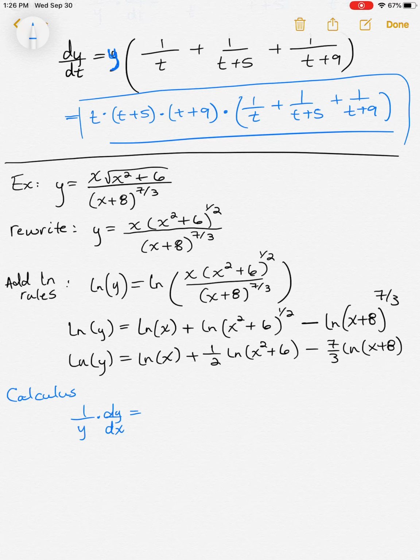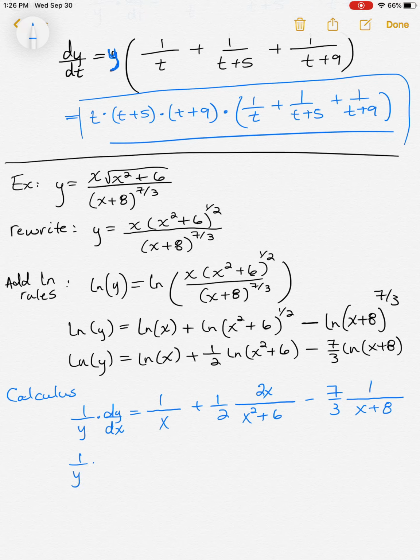Equals. Y'all know what we're about to do. Plus, put that 1/2 right there in the front. It was there. It stays. I'm going to put that minus 7/3 right there in the front. It stays. Goes in the denominator. Everything that's inside of the parenthesis. All right. Next thing. Derivative of x for the first term is 1. Derivative of x squared plus 6 is 2x. Derivative of x plus 8 is 1.